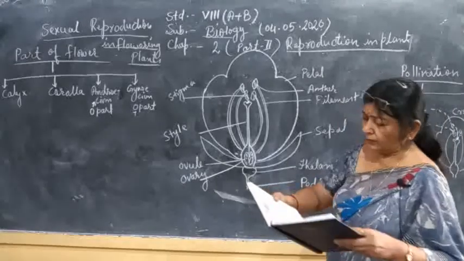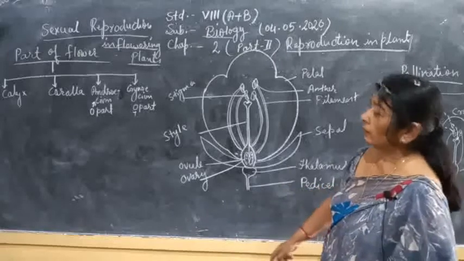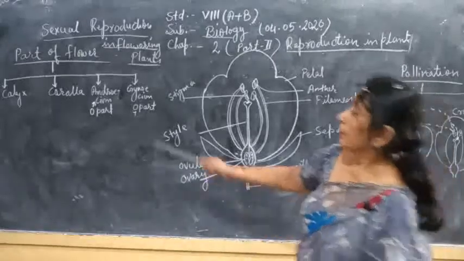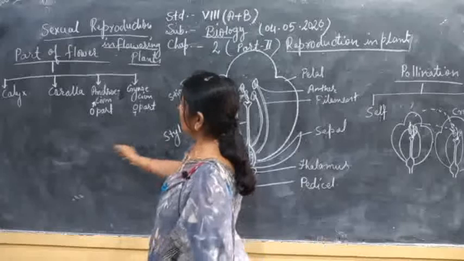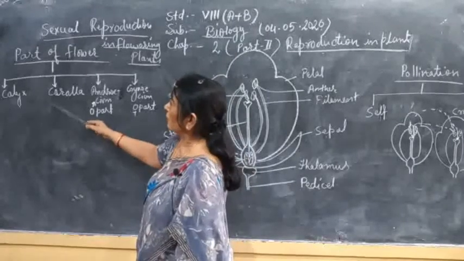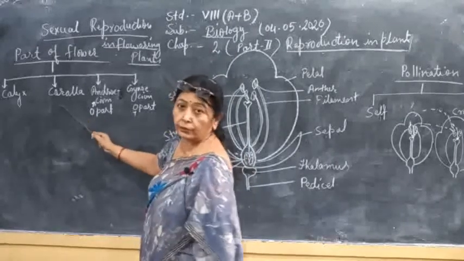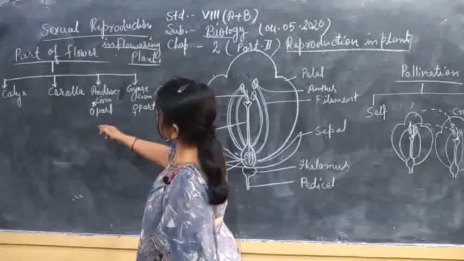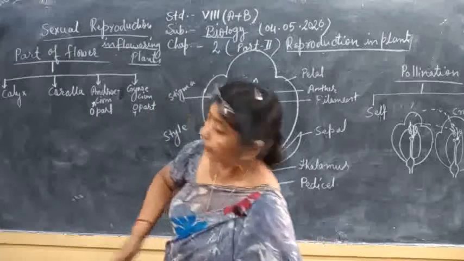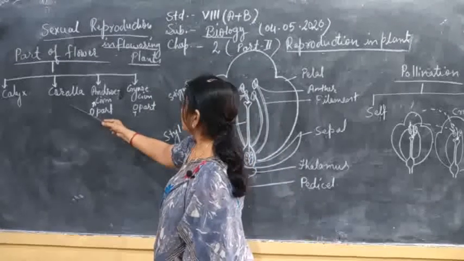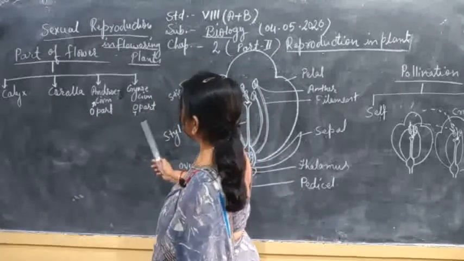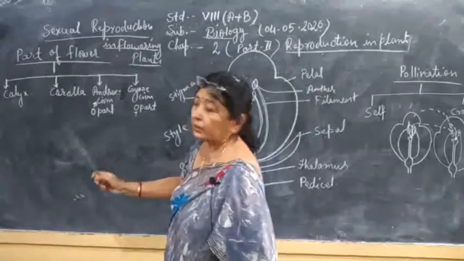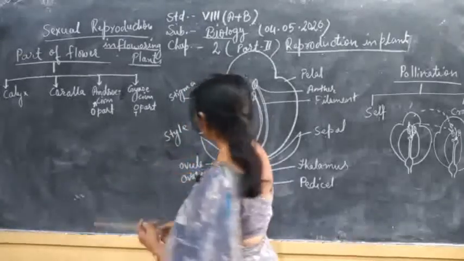Here, one point is most important. In reproduction, the two outer whorls, calyx and corolla, do not participate in reproduction. So they are called accessory whorls.